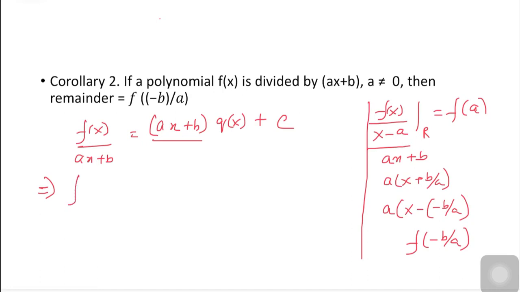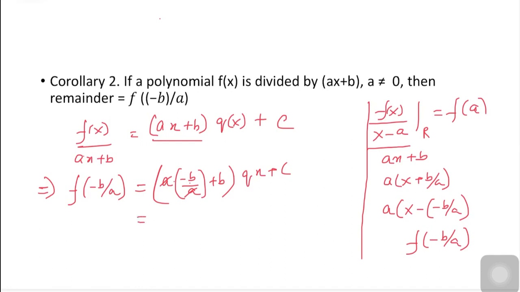Now let's put f of minus b by a, and let's see whether we get the remainder or not. So we'll put a times minus b by a plus b, times q of x, plus c. So a gets cancelled off, minus b plus b is 0, so 0 times q of x is 0, and we find it as c. So f of minus b by a would be the remainder if f of x is divided by ax plus b. So this is the corollary.